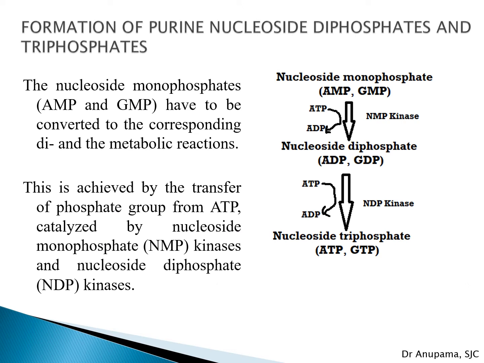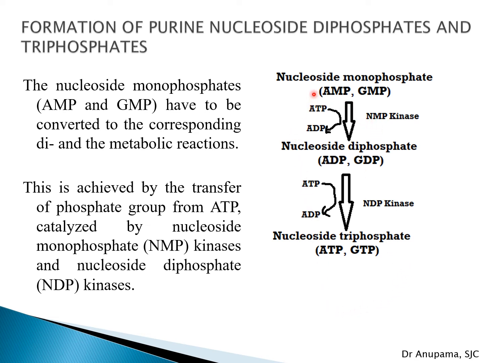Once all the monophosphates are formed, that is purine monophosphates, from them the purine nucleoside diphosphates and triphosphates are to be produced. So the nucleoside monophosphates, that is AMP and GMP, are to be converted into the corresponding di and triphosphates through some metabolic reactions which are represented like this.